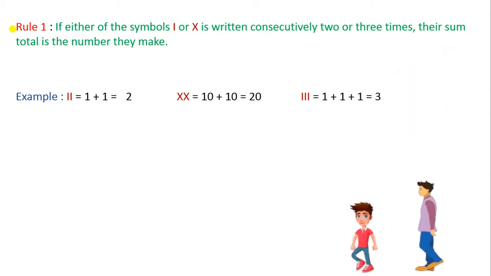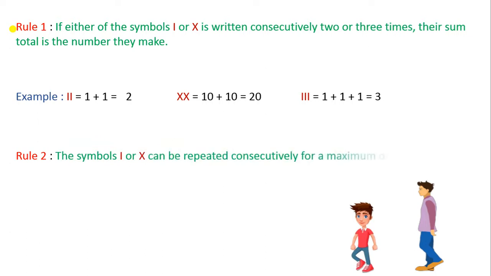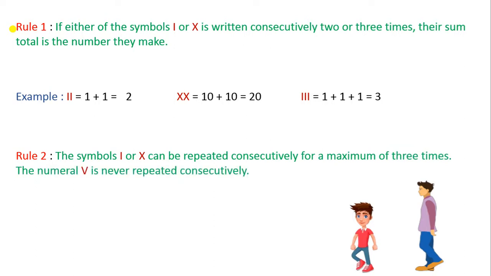Now, we are going to rule number 2. Okay, sir. Rahul, the answer to your question is rule number 2. That is, the symbols I or X can be repeated consecutively for a maximum of 3 times. The numeral V is never repeated consecutively. Oh, this is a rule.